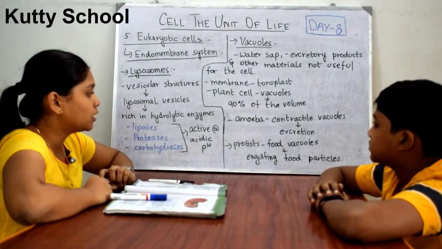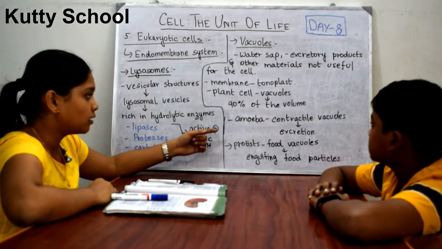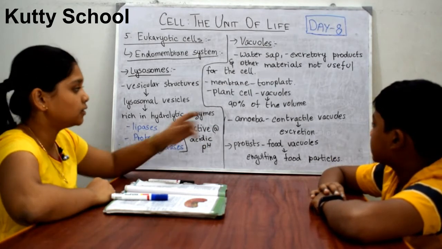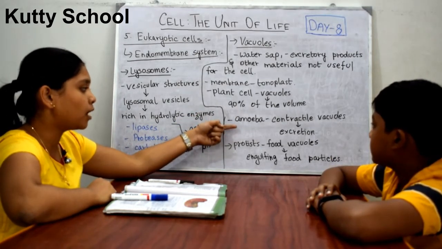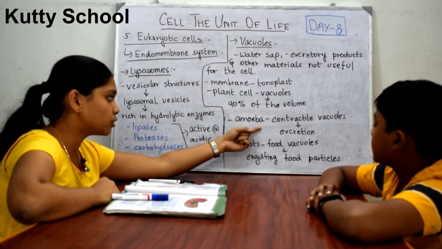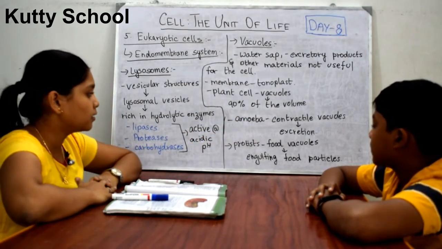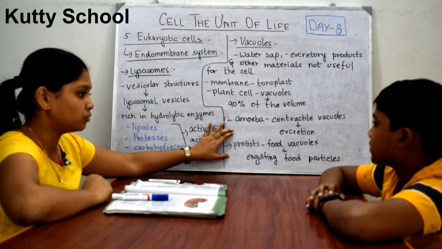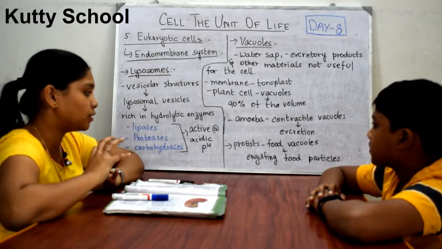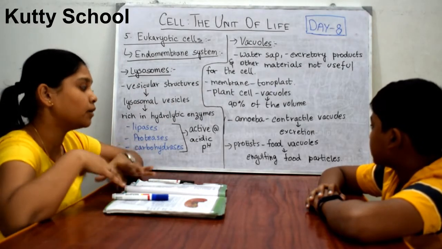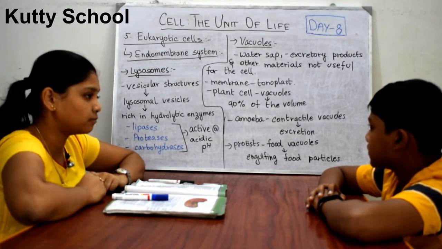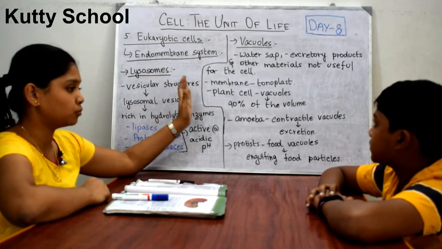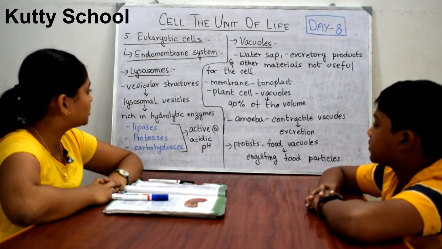And if you see organisms like amoeba, there are some structures called contractile vacuoles, okay. These contractile vacuoles perform a role in excretion in amoeba. And in protists, there are food vacuoles, okay. These protists engulf food particles and make them into food vacuoles inside them. So this is generally about vacuoles and lysosomes, and with this the endomembrane system is over.